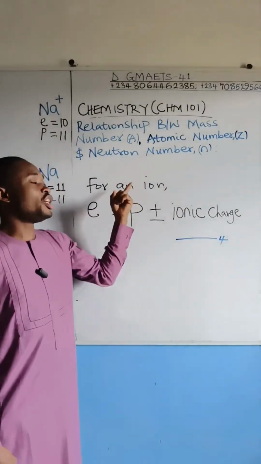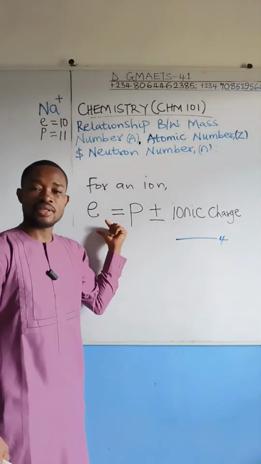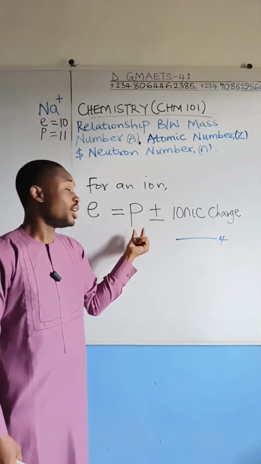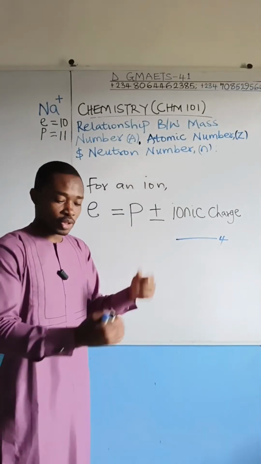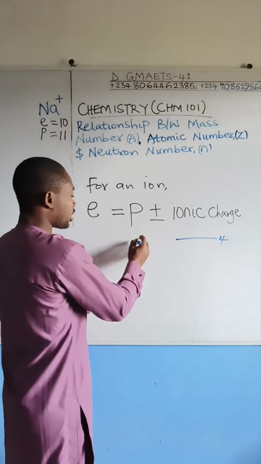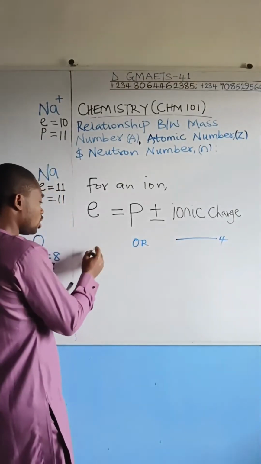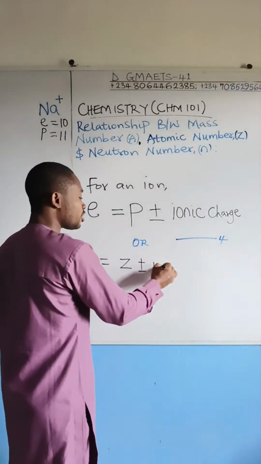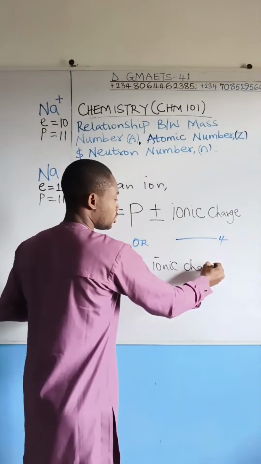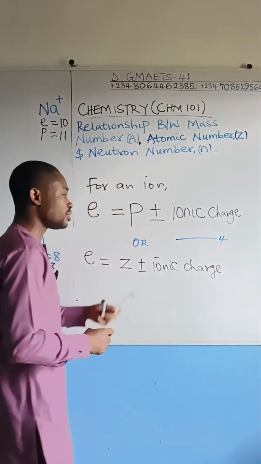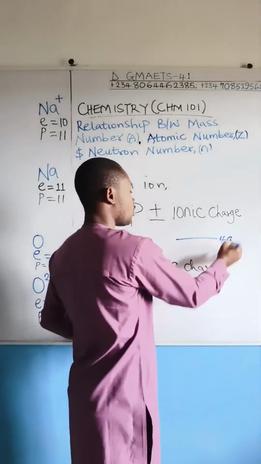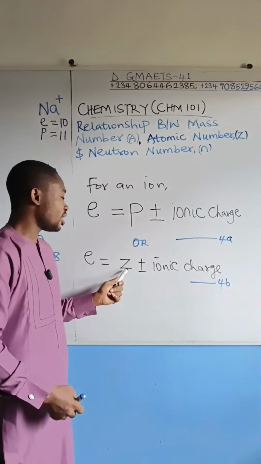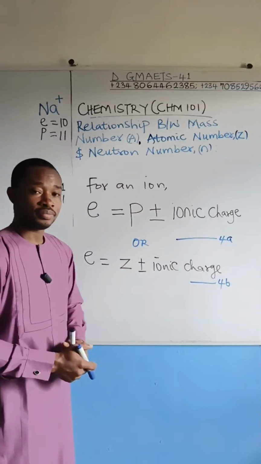If I give you any ion and I want you to get the number of electrons in the ion from the proton number or from the atomic number, remember that P here is proton number. It's the same as atomic number. Okay, let me still write an alternative form. Or you can say that electron number is equal to atomic number plus or minus ionic charge. Good. This is still the same as, let's call this equation 4a and call this equation 4b. They are still the same thing because you know that proton number and atomic number are the same.